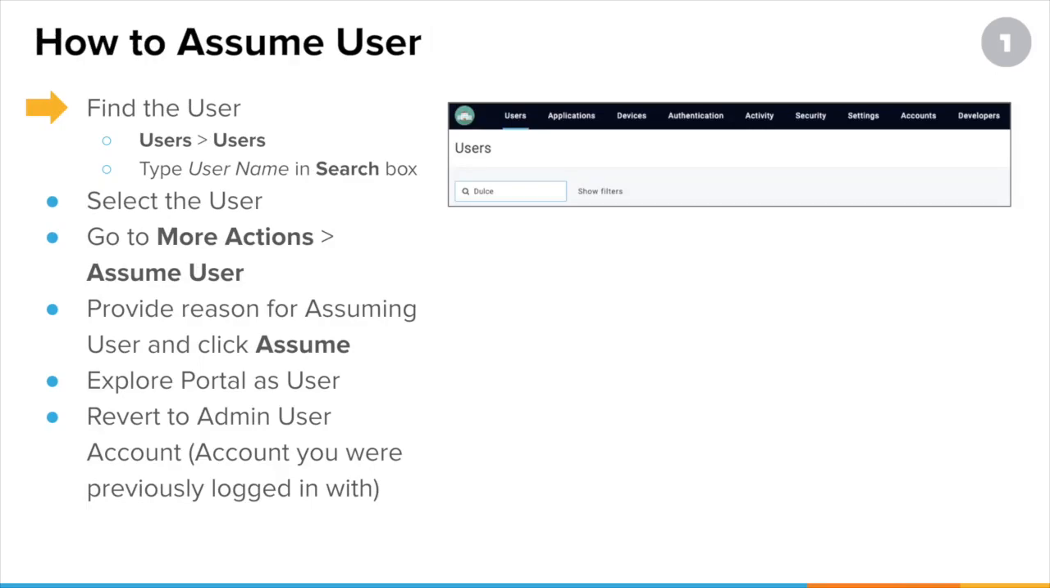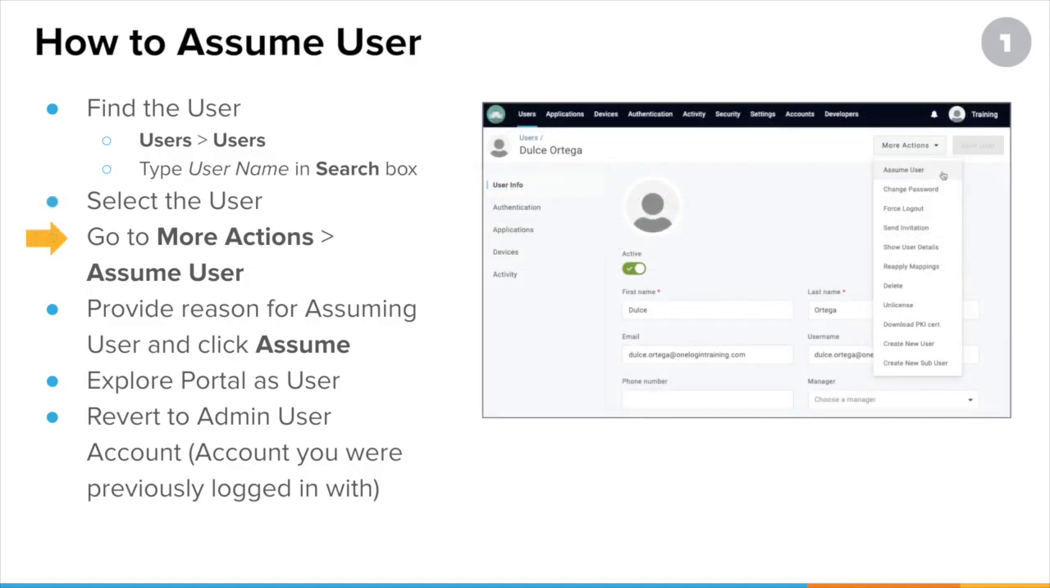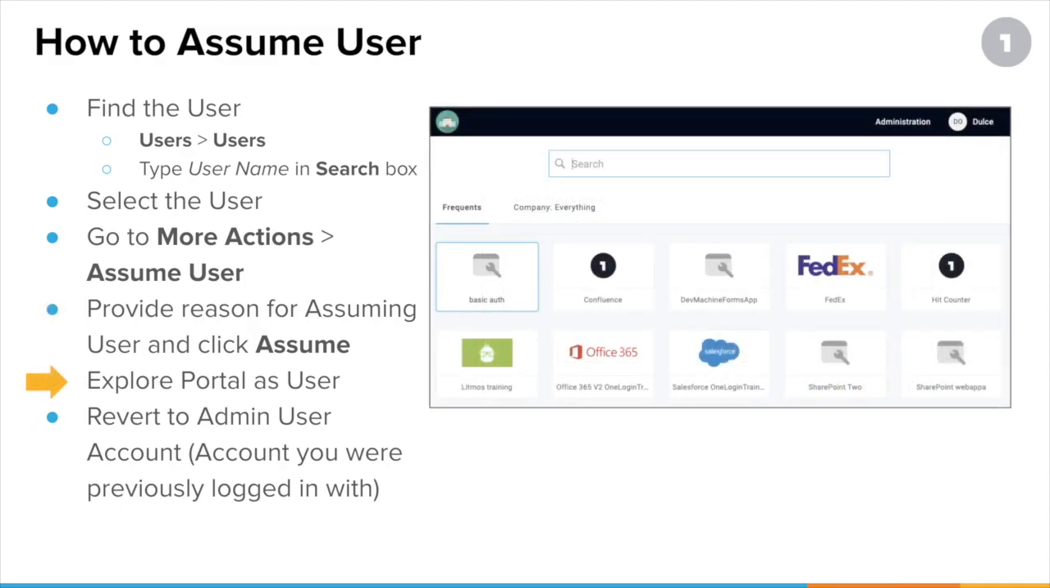So, how do you assume user access? Well, first find the user, then select that user, and then go to the More Actions menu on the user record. And if you have the ability to assume user access, you will see Assume User in the More Actions list. A pop-up will ask you why you're doing this. It's nice to put in a decent reason. It's part of the event log then. And once you click on Assume, you will see the portal as if you were that user.